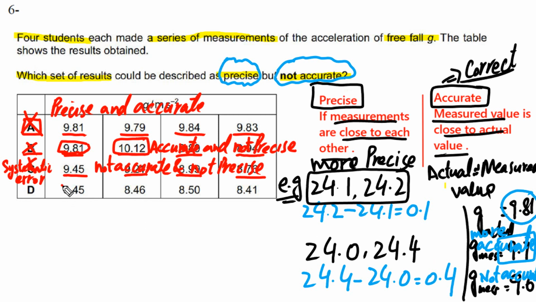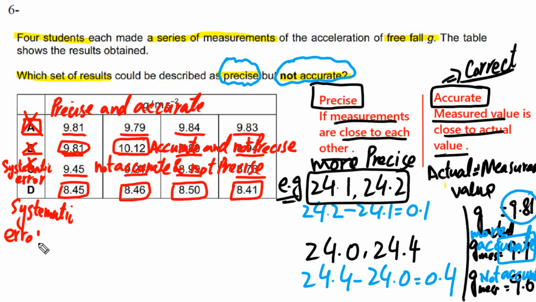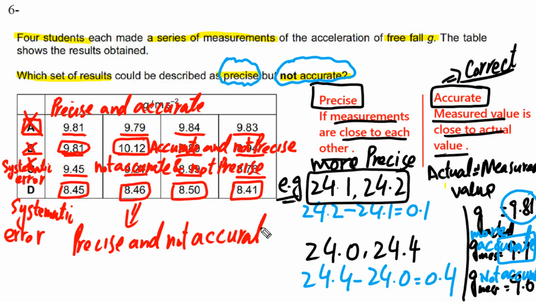But if you look at this one now, you can see this is 8.45 and this is 8.46, very close, 8.50 very close, and 8.41. Even though all these values are smaller, there is also systematic error because all these values are just lying on one side of the actual value. So we can say these values are precise because they are close to each other, but these values are not accurate because they are not close to 9.81. So our best possible option for this question is D.